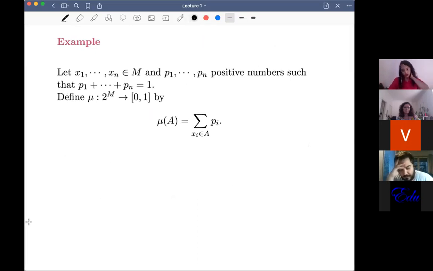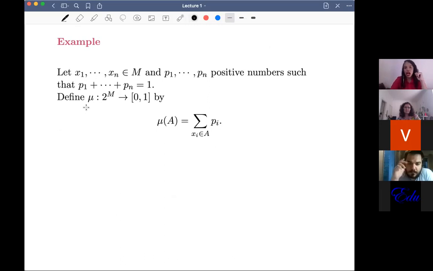Just to finish the review with an example, you can think of the following. Fix a finite number of points in your set. For each point, give me a positive number. And I also want that when you add all the numbers that you gave for these points, it gives me one. The sum is one. So you can think that this is a probability vector.